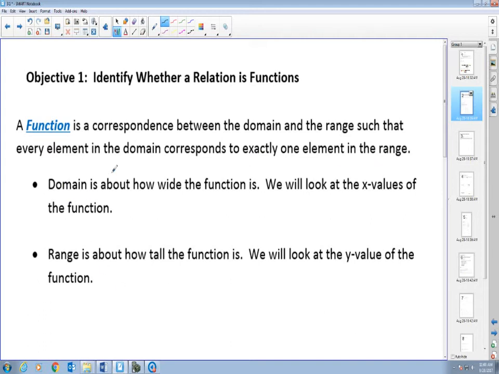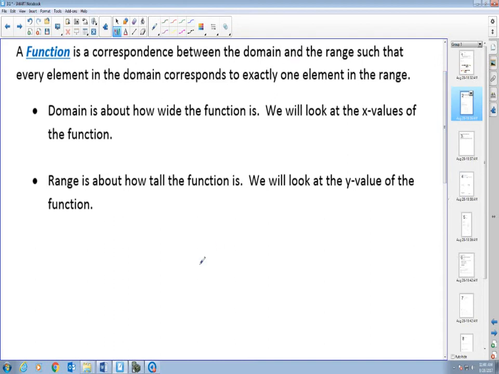Let me define what a domain is, so maybe I can come back and reread this. The domain of a function or of a graph refers to how wide the function or graph is. That means we only look at the x values of the function. For example, if I draw you a straight line, how wide is it? The way we look at this is to look at where it's going. This side is going to the right continuously, but at the same time, this side is also going up.